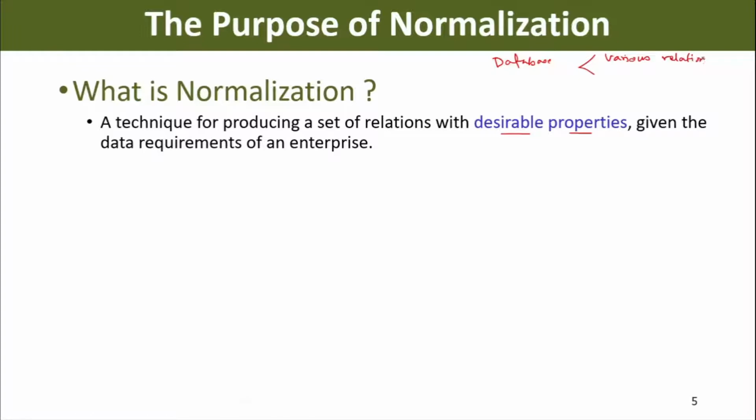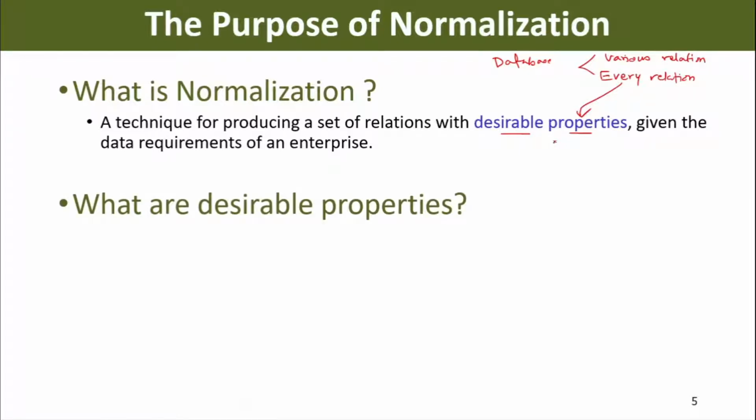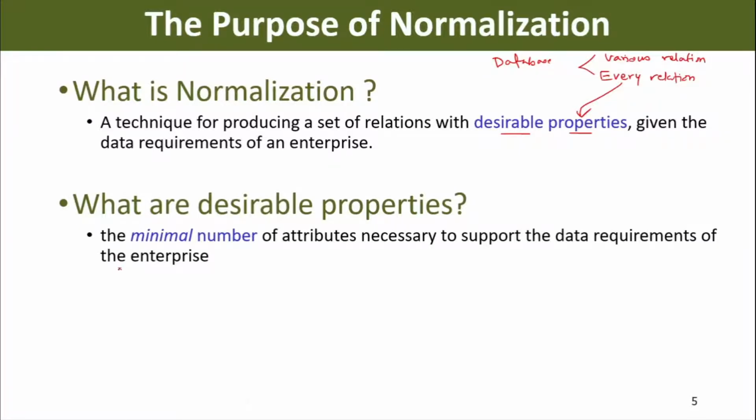And what we want is that every relation in a database should have these desirable properties. So a technique for producing the set of relations with desirable properties is known as normalization. So what are those desirable properties? The very first property is the minimal number of attributes necessary to support the data requirements of the enterprise.